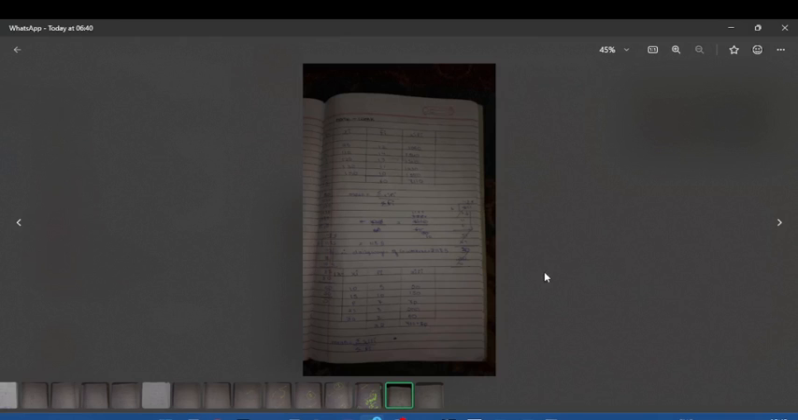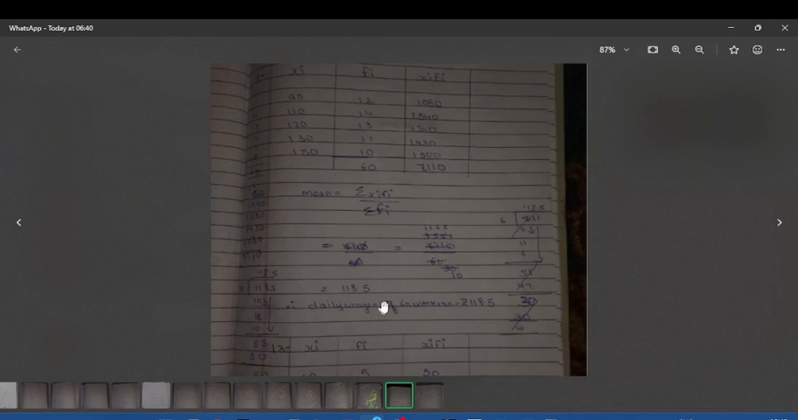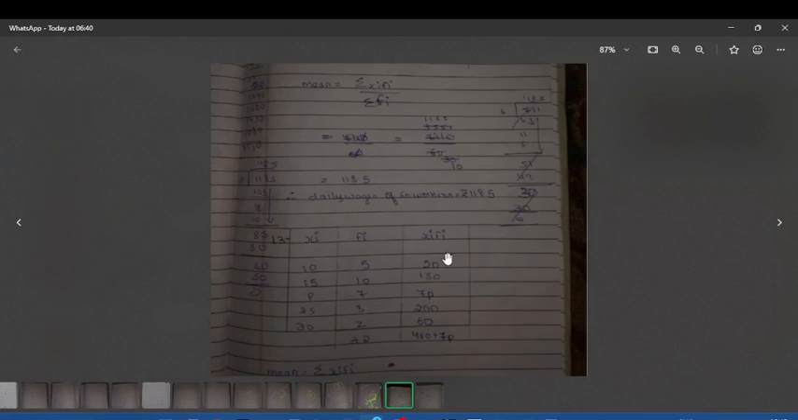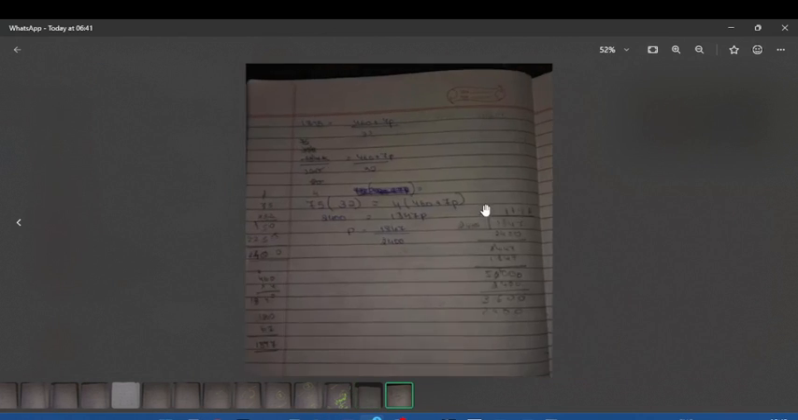Ananya, the way you have sent the pic, I'm not able to see the calculation. What have you sent? 360, 710. Is this correct? 118.5? Okay, here what mistake have you done? Calculation part. This part?